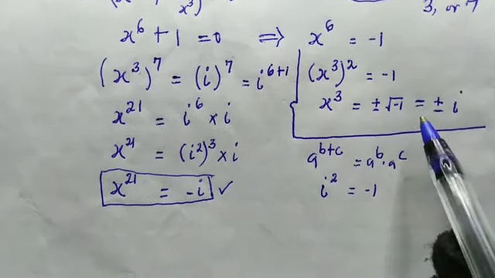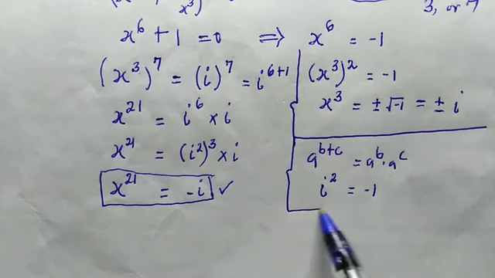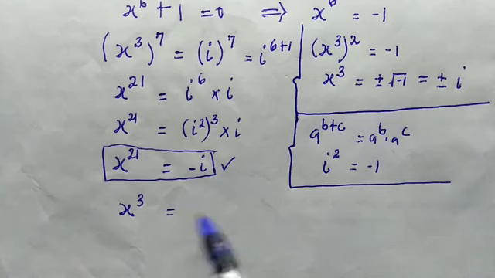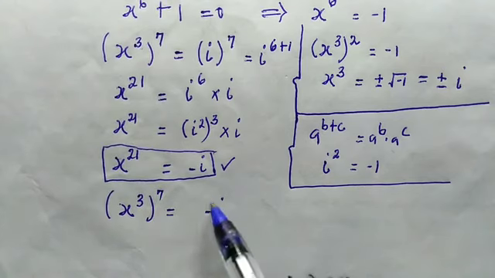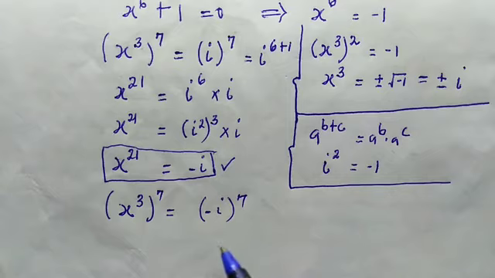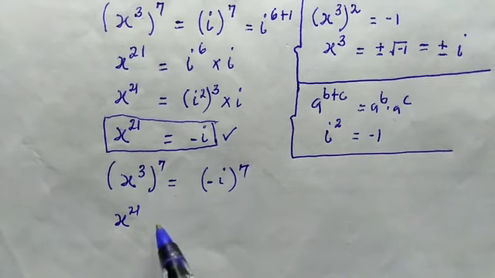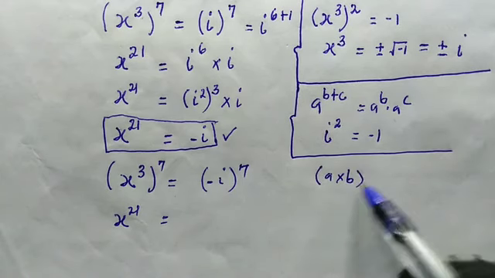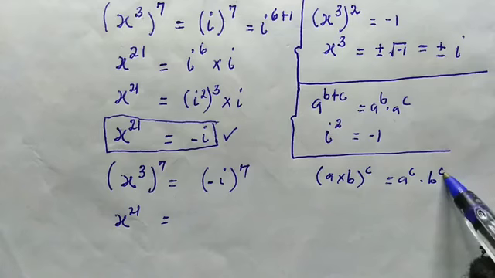Now, we have the other value for x cubed, which is negative i. So from here, we have x to the power of 3 is also equal to negative i. So here, raise both sides again to the power of 7, since we're interested in finding the value for x to the power of 21. So here we get x to the power of 21. This is equal to, this property, (a times b) to the power of c is equal to a to the power of c multiplied by b to the power of c.